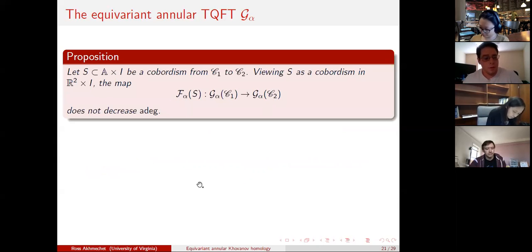So here's the proposition. Let S in the thickened annulus be a cobordism from some collection of circles C1 to a collection of circles C2. If you view S as a cobordism in 3-space, and just compute the map assigned by this TQFT F alpha as you normally would, you just check that it doesn't decrease the annular degree either. So this is a computation.